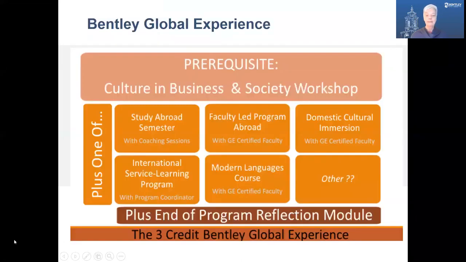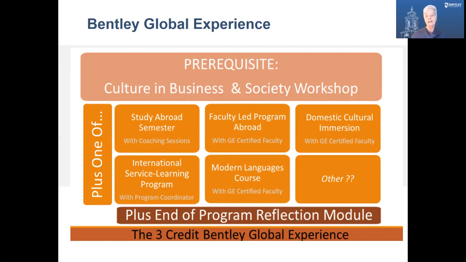Very briefly, the comprehensive program that is described here offers students 3 components to a 3-credit global experience. The first is a required Culture in Business and Society workshop. They would then take one of 5, perhaps more, global experience opportunities.